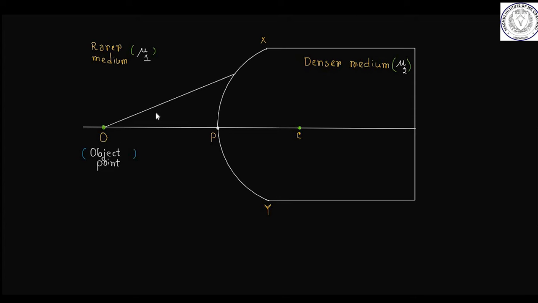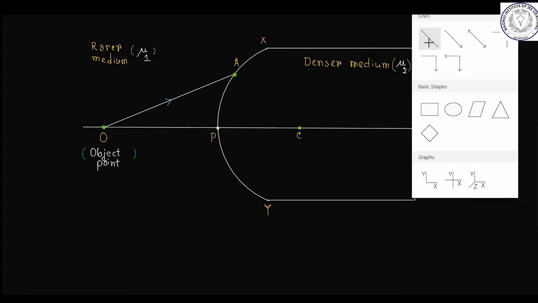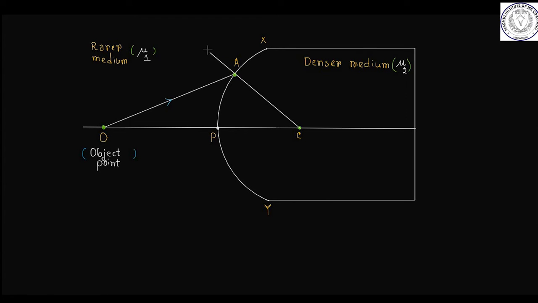A ray of light will be traveling from the point O towards the convex surface XPY, and this ray of light will be incident at the point A. Now we can draw a normal NC at the point of incidence A. This is the normal. NC is the normal at the point of incidence A.